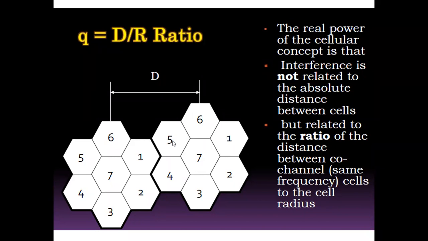So these are the adjacent cells for the 6, and they all are using different frequencies. Means if 6 is operated at 100 megahertz, 1 can be at 200 megahertz, 5 can be at 300 megahertz, 7 can be at 500 megahertz. So these consecutive cells are known as your adjacent cells.